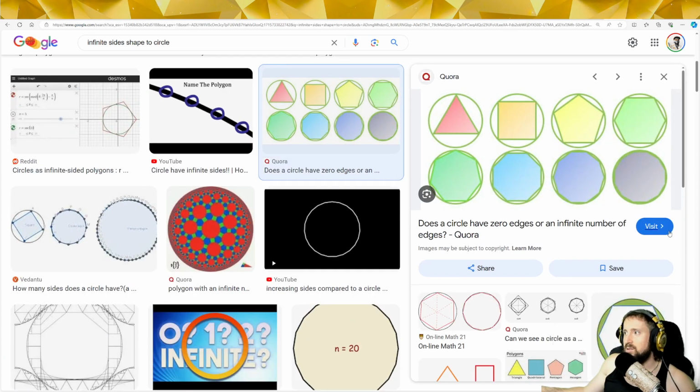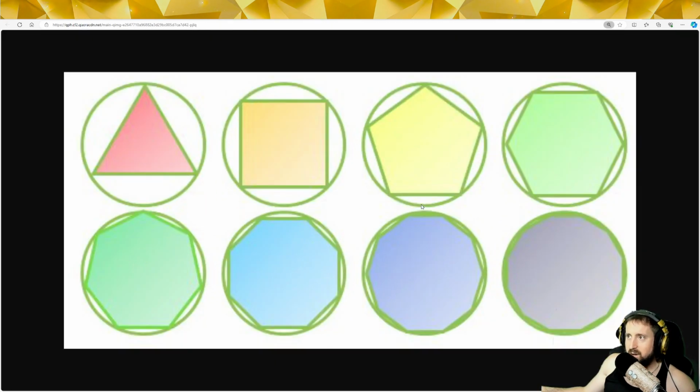But yeah, basically this is the cool little thing. I think technically the argument is that a perfect circle has no sides. But this is how it works. As you increase the number of sides of a shape, see how it becomes more and more like a circle. So it's kind of like the limit.